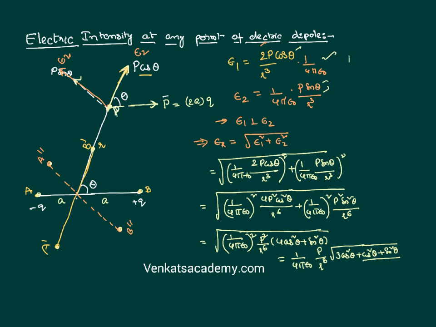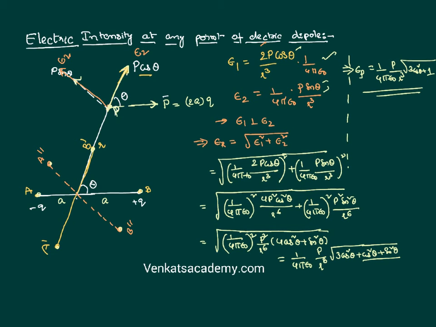That implies I can find the resultant answer now: electric field intensity due to a dipole at any point is 1 by 4 pi epsilon naught p by r cube square root of 3 cos square theta plus 1. This is the general formula that we need to write, and we can change it as per the requirement.